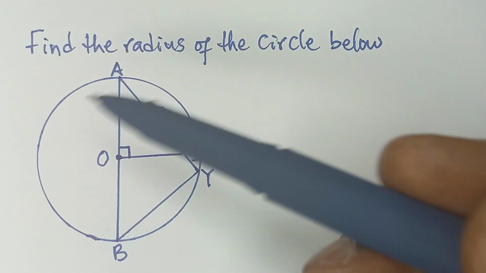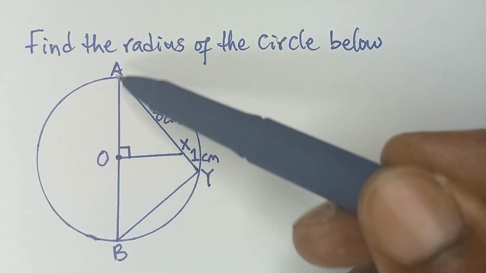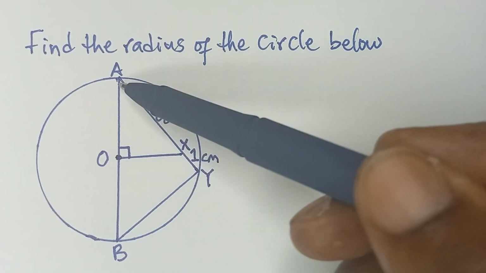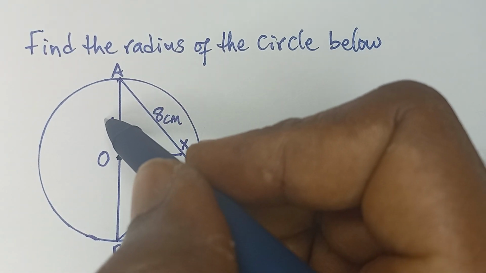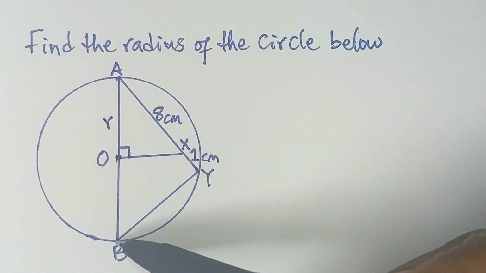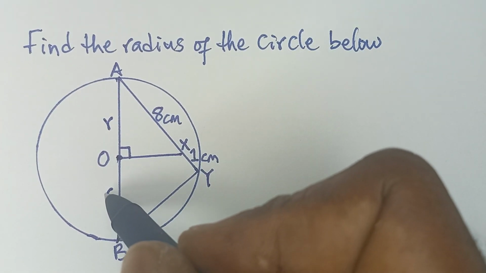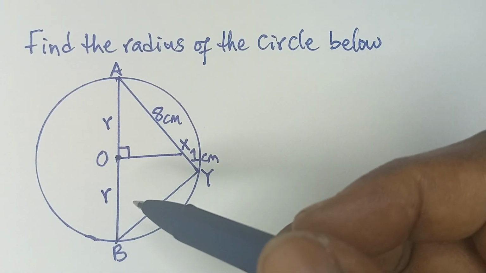Now, you agree with me that the distance from the center of a circle to the circumference is the radius. So that means this line here is the radius of the circle. Let me call it R. Similarly, this is also from the center to the circumference. That means the length of this line is R. That is the radius of the circle.